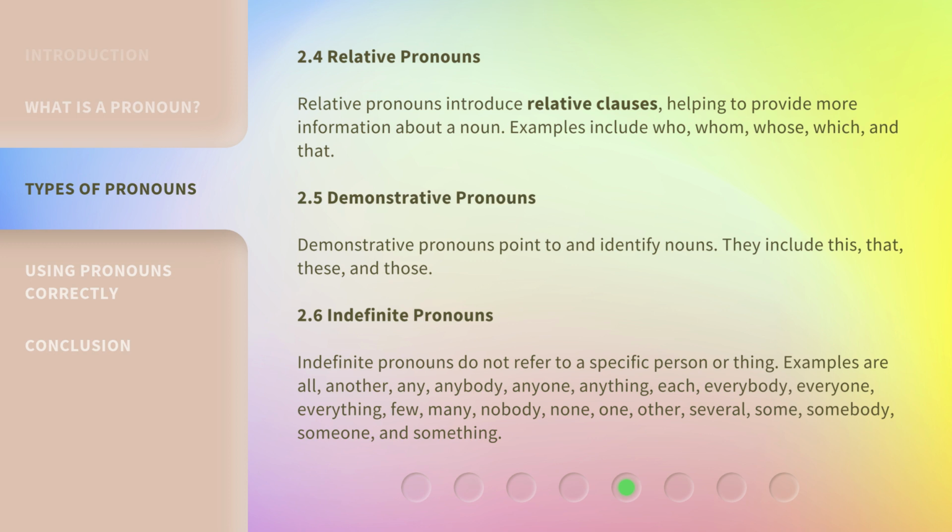2.6 Indefinite pronouns. Indefinite pronouns do not refer to a specific person or thing. Examples are all, another, any, anybody, anyone, anything, each, everybody, everyone, everything, few, many, nobody, none, one, other, several, some, somebody, someone, and something.